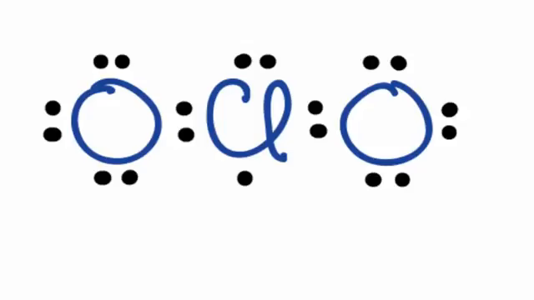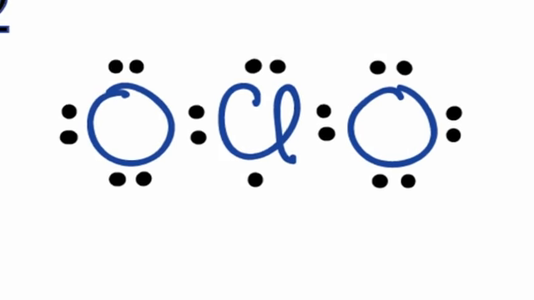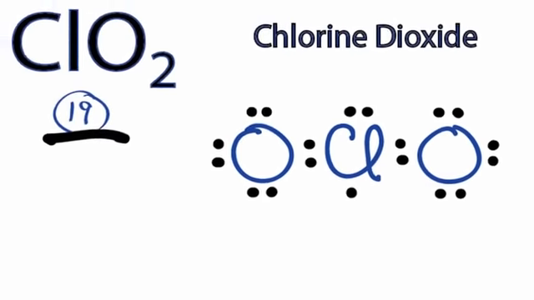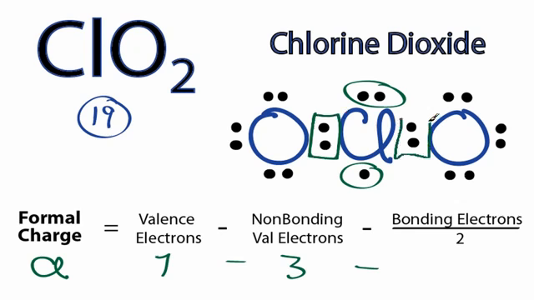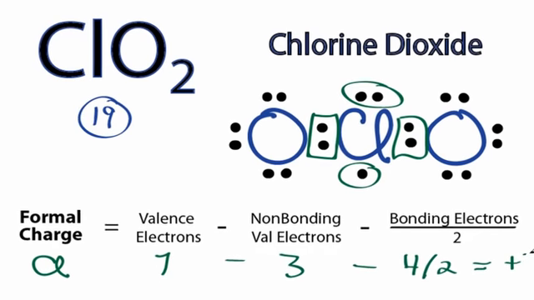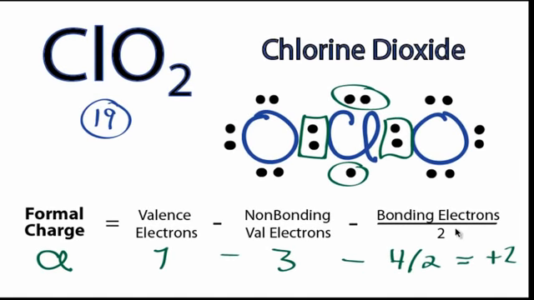It's kind of strange to have that 1 valence electron there, so we really need to check our formal charges to see if this is the best Lewis structure for ClO2. For the chlorine, we have 7 valence electrons on the periodic table, minus non-bonding, so we have 2, 3 non-bonding, minus the bonding valence electrons. We have 2, 4 of those, but we're going to divide that by 2, and that gives us a total of plus 2. That's the formal charge on the chlorine.